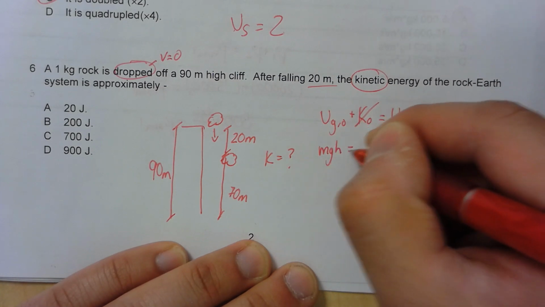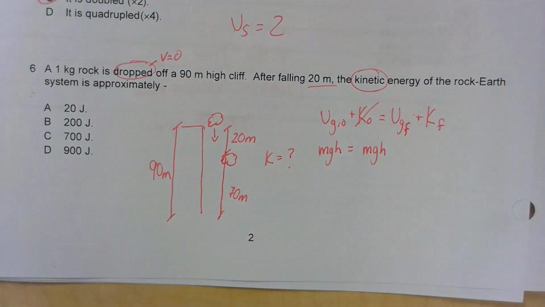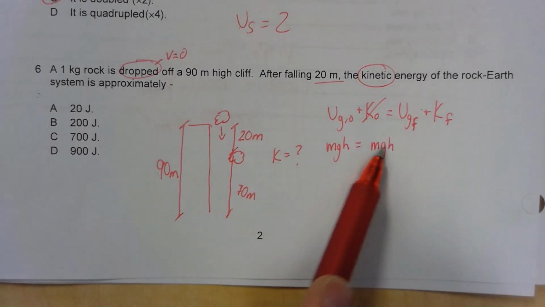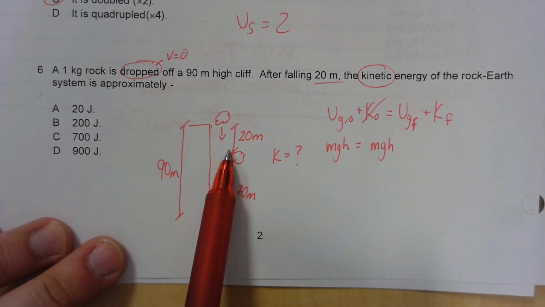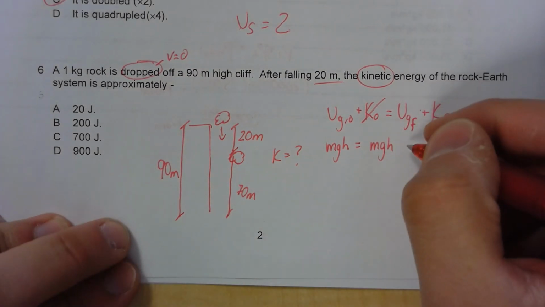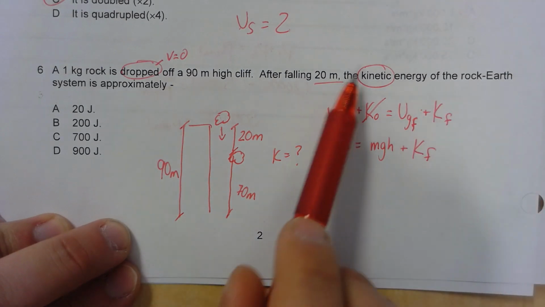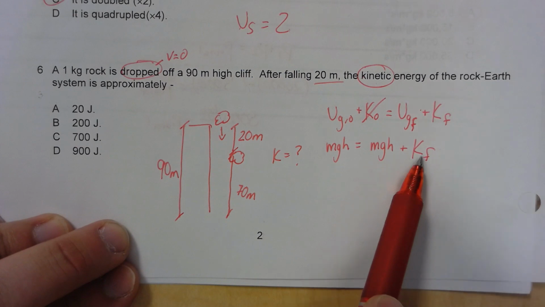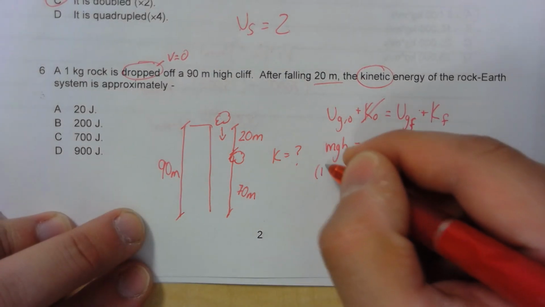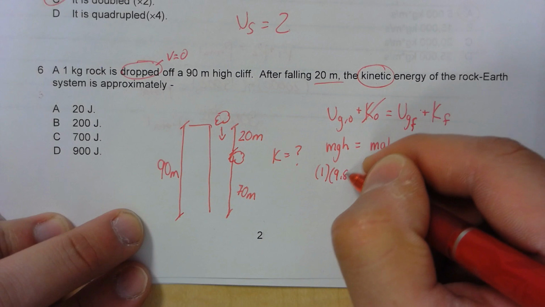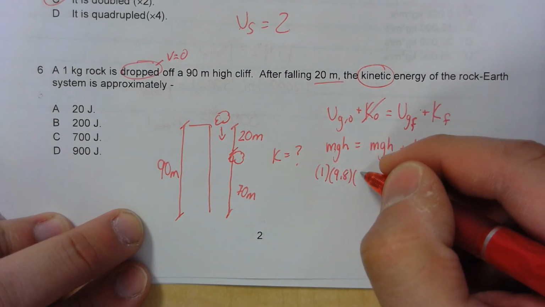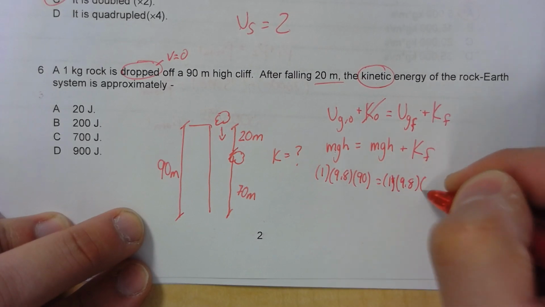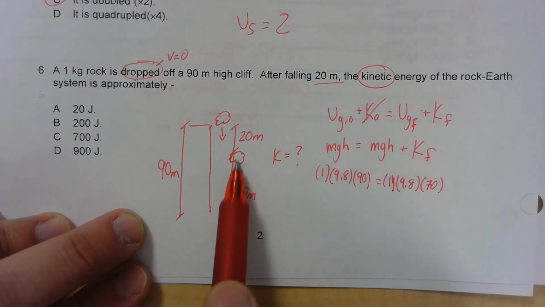So I'm going to do mgh equals, now at the end, it hasn't hit the ground yet, so it still has potential energy, but if you think about when you drop something, it starts to move. Once it moves, it now has kinetic energy. And it's not asking about the velocity, it's asking about the kinetic energy, so I'm going to leave this as K, not 1/2 mv squared. So we have a 1 kilogram rock, 9.8 is g, our initial height is 90, and now my new height is only 70.